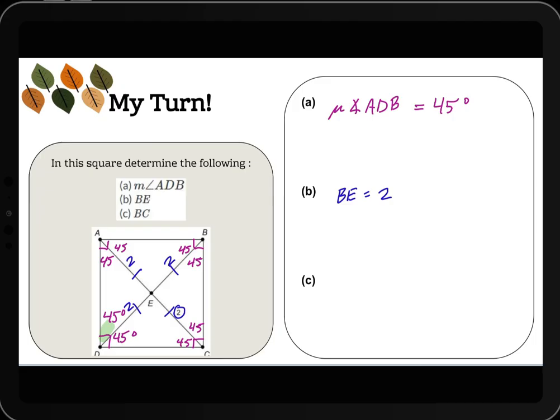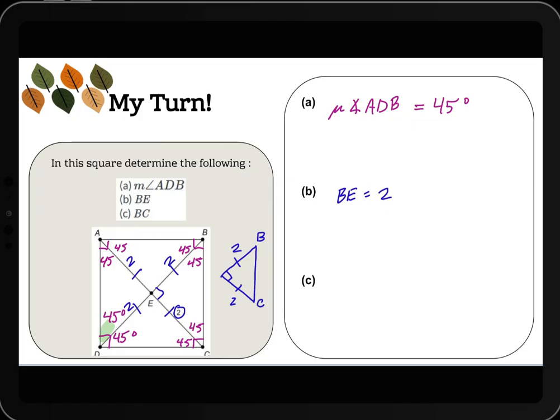And then lastly, we have to figure out the length of B to C. So I want you to focus for a moment on that. We have this right triangle. We know this is a right angle. We know that this is 2. We know that this is 2. We know that that is a right angle there. That's where the right triangle is. So this is going to be a right triangle, and we're looking for the length of B to C.